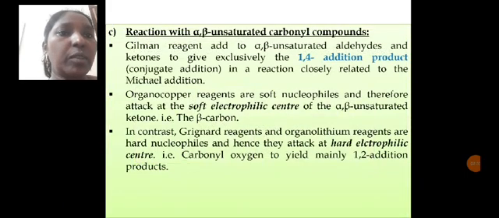Reactions with alpha-beta unsaturated carbonyl compounds. Gilman reagent adds to the alpha-beta unsaturated aldehydes and ketones to give exclusively the 1,4 addition product in a reaction closely related to the Michael addition.